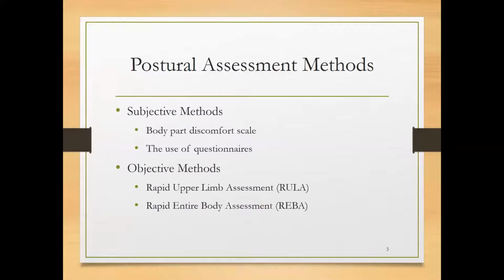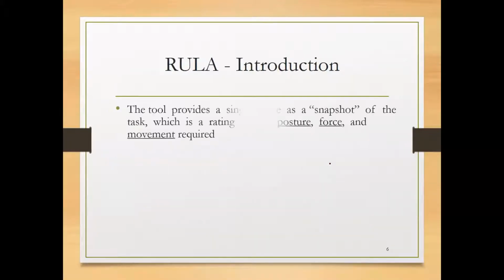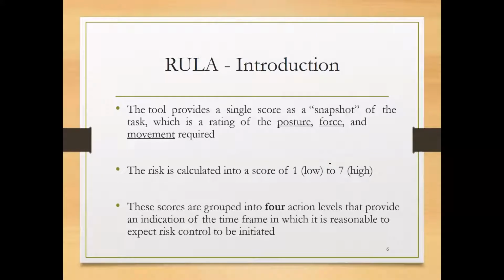So we discussed in the last segment that postural assessment methods are subjective or objective. We are focusing more on objective methods, and we discussed OWAS, and now we are going to discuss RULA. RULA focuses on three things: the posture, the force that is involved during that task, and movement. A major focus is on posture, and then posture is further divided into two categories, A and B, and their score is combined to get a final score by adding the score for force and movement.